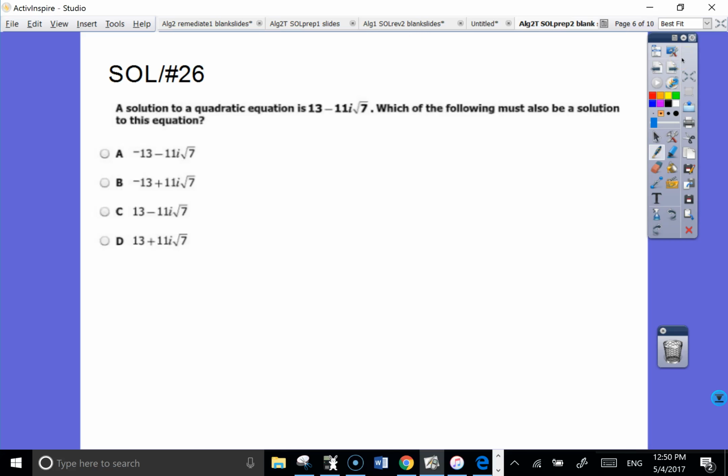Okay, this is number 26. If one solution to a quadratic equation is 13 minus 11i root 7, then what is another one? Which one of those four would be the other?